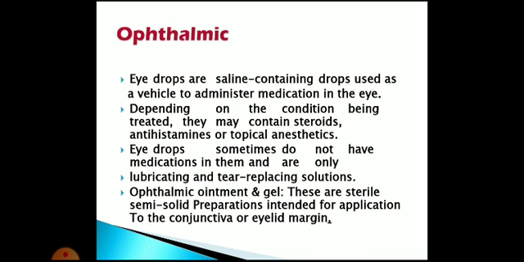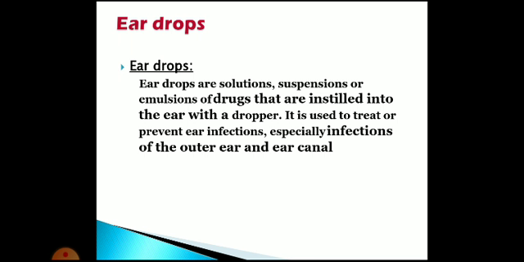The ophthalmic ointment or gel is a sterile semi-solid preparation intended for application to the conjunctiva or the eyelid margin. In the case of ear drops, these are a solution, suspension, or emulsion of a drug instilled into the ear with the help of a dropper. These are used to treat ear infections, especially infection of the outer ear or the ear canal. Ear drops also prevent ear infections.